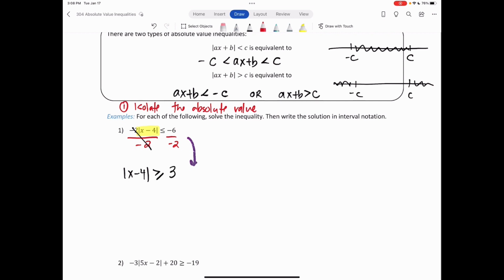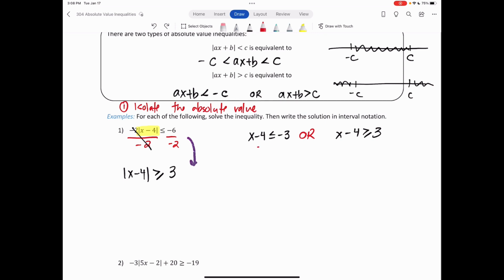That's type number 2. So we're going to break this into 2 inequalities. The first one is going to say x minus 4 is less than or equal to negative 3. The second one is going to say x minus 4 is greater than or equal to 3. I used this rule number 2 here to break it up. And remember, when I'm solving this kind of compound inequality, I just solve them separately.